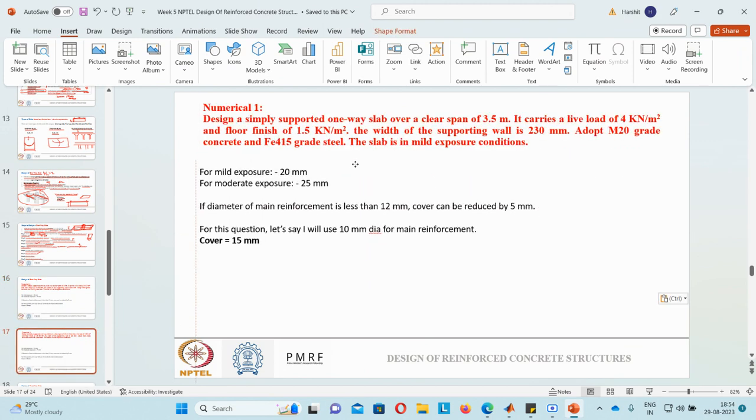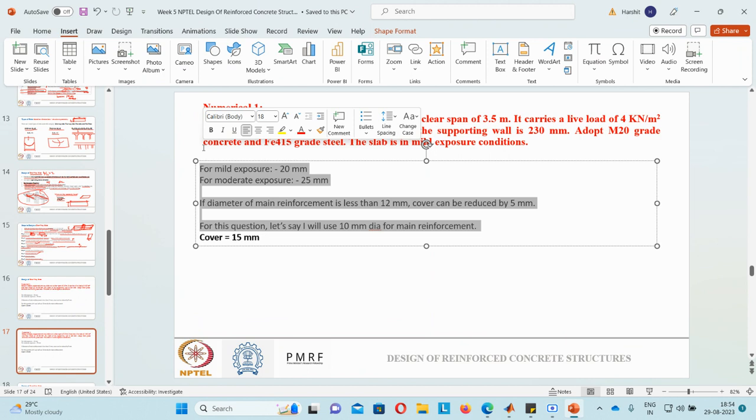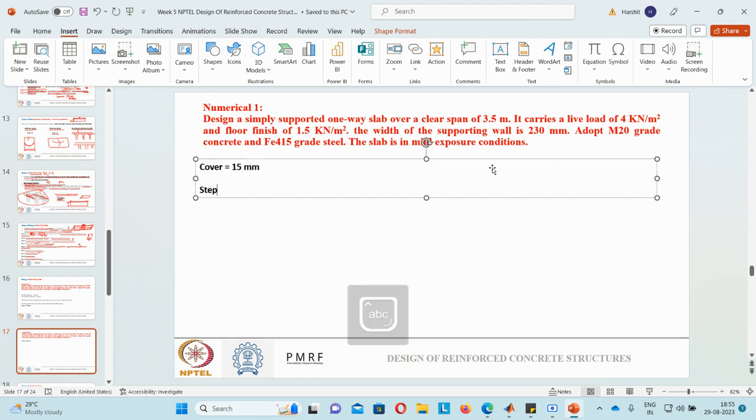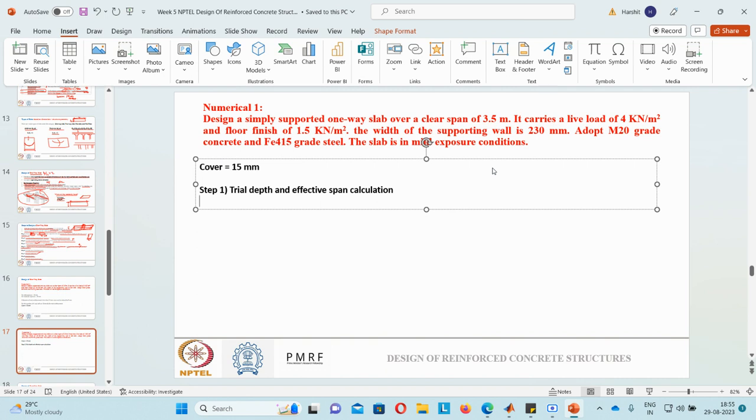So we'll go step by step. We know the cover, it is 15 mm. So step one will be to define the depth. It is given one-way slab, so we don't need to check it again. So step one is trial depth and effective span calculation. Since it is a simply supported slab, we know the condition.